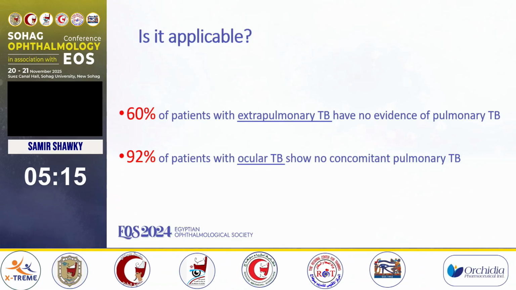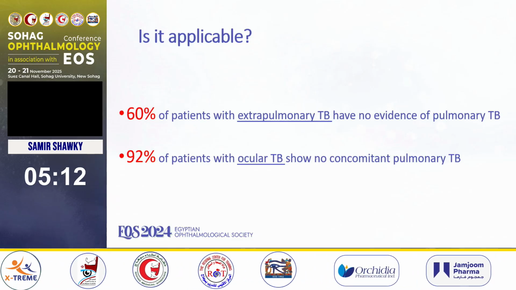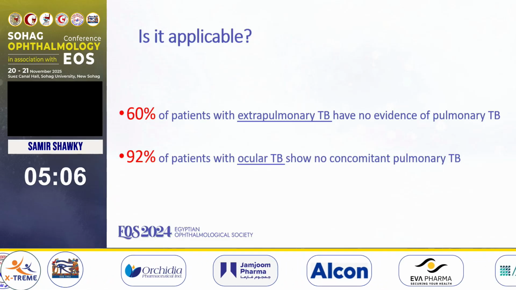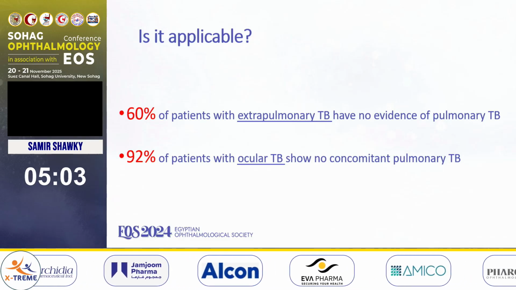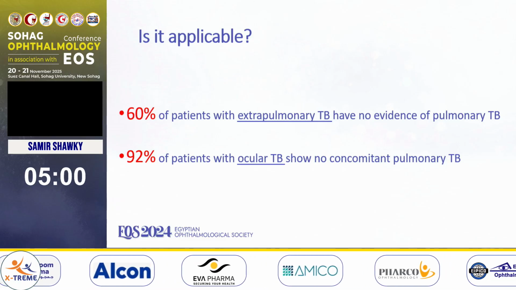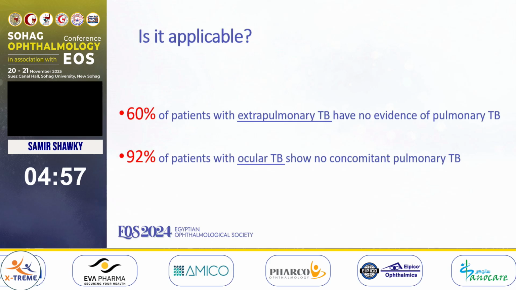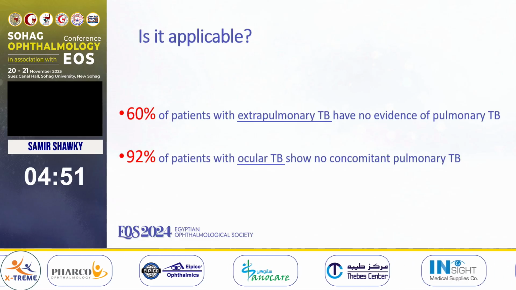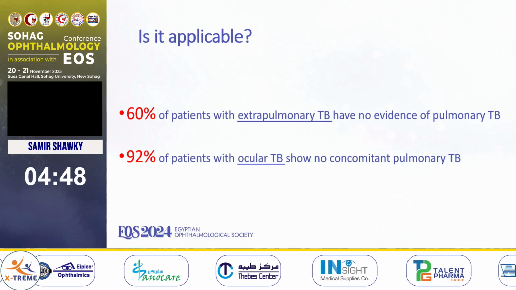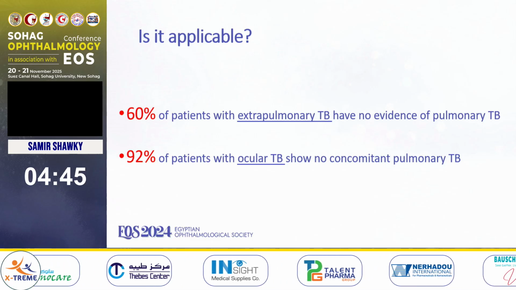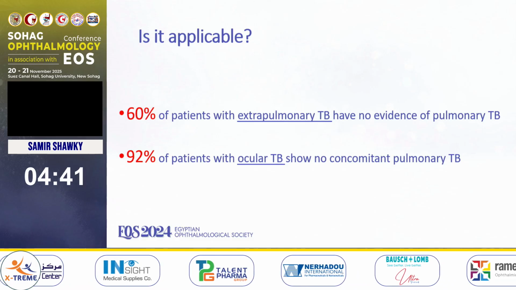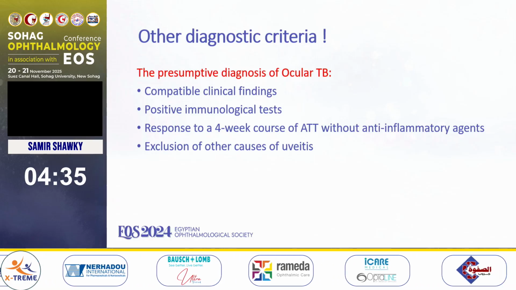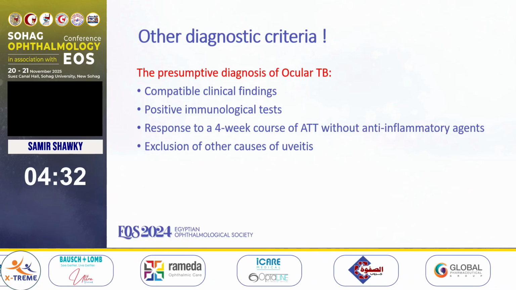But is this COTS study, despite its huge effort, applicable? In my opinion, it is not. The first, it is a consensus. It is not evidence-based medicine, just a consensus. Because, as I mentioned, 60% of patients with extrapulmonary TB, they have no evidence of pulmonary TB. And 92% of patients with ocular TB have no evidence of chest infection. So why do you insist on putting CT chest in the diagnostic criteria? Most of the patients don't have chest manifestations. So we use a simple criteria for the diagnosis of ocular TB, and this is what we use in clinical practice and in research.